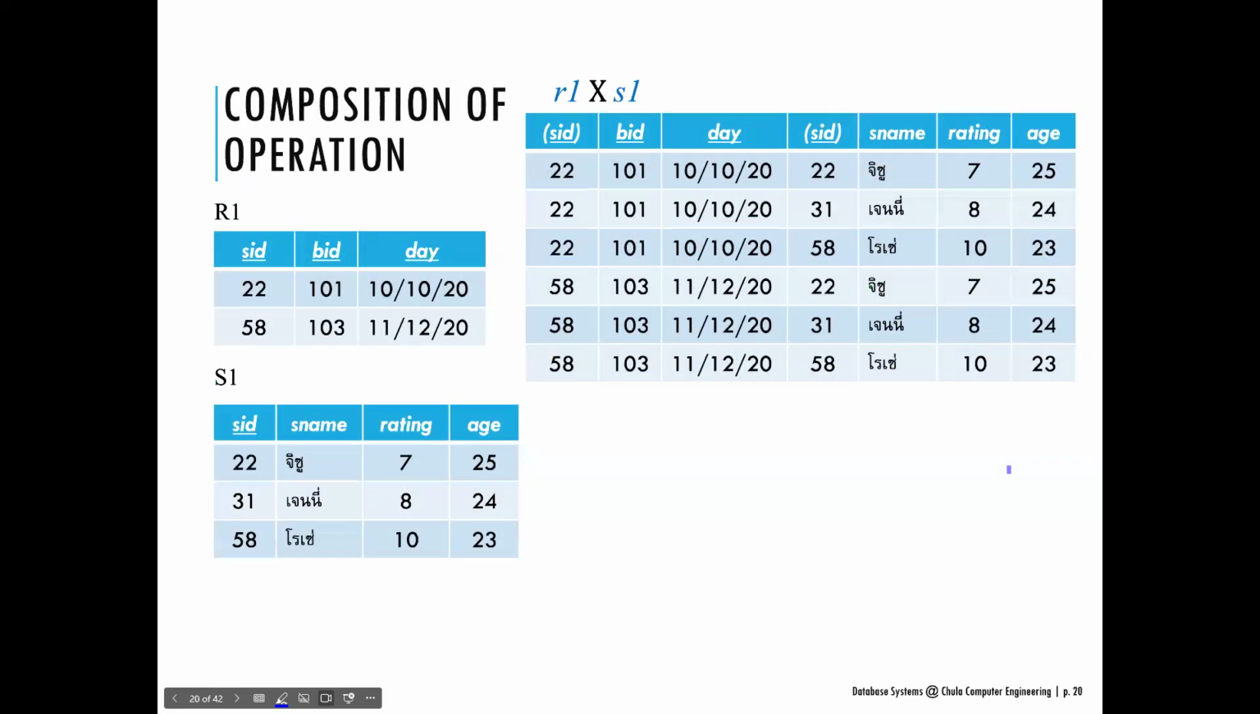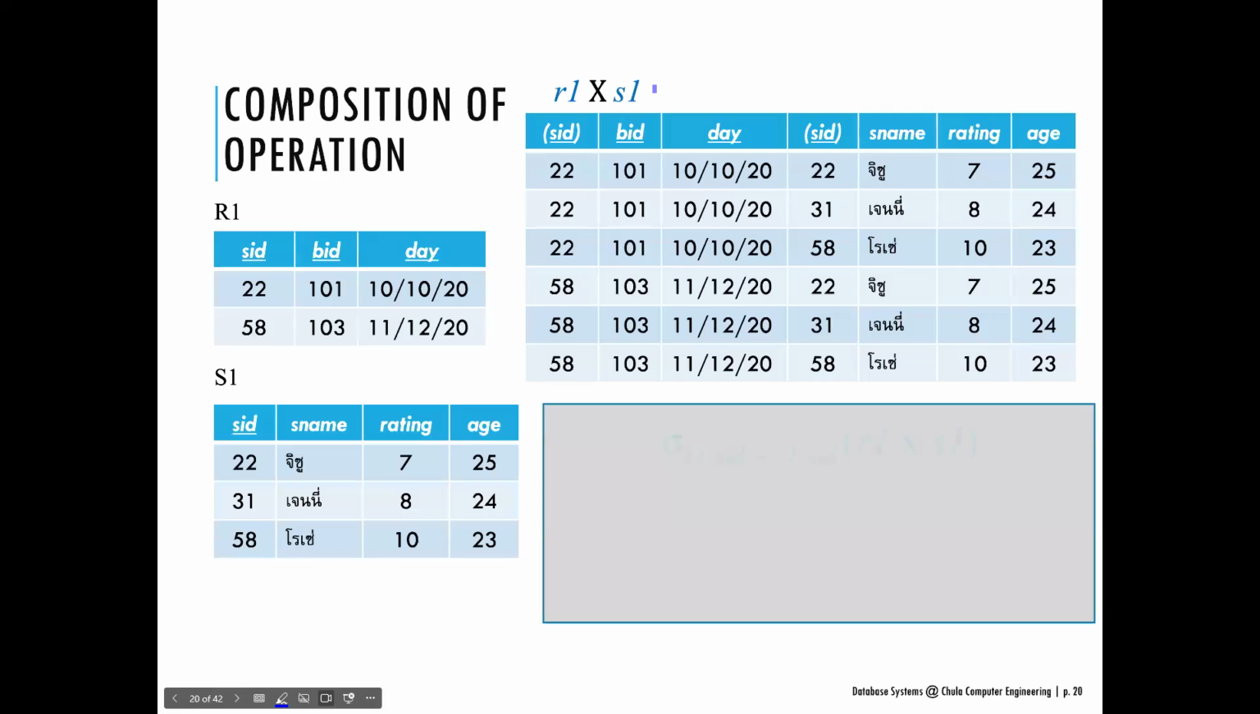Now, I want to talk about the composition of operations. I want to compose different operators together. So first I have R1 cross product with S1. Okay. And then what I want to do next is R1 cross product with S1 here, but I want to select. Remember select, right? But I want to select where R1.SID equals S1.SID.